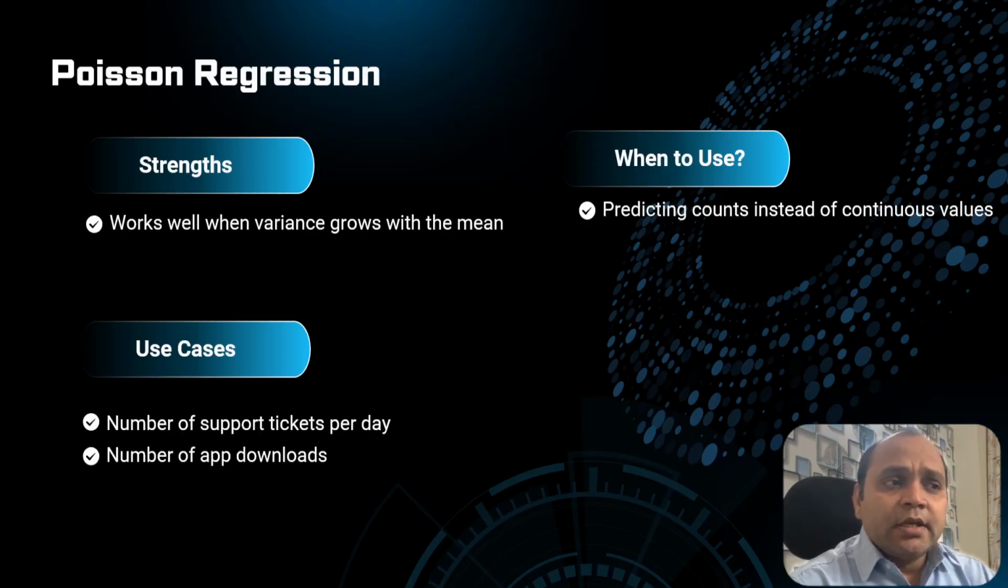In this case, this regression trainer is the best fit because here there is nothing about continuous values. Variance grows as the mean grows. So this is the best fit model for website clicks, emails per day, support emails per day, customer queries calculation, and your app downloads. Wherever you have count prediction, you should use the Poisson regression trainer.